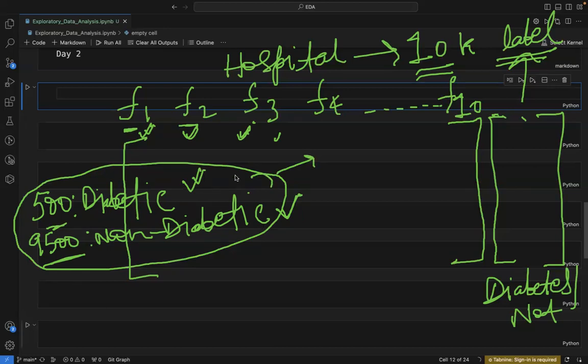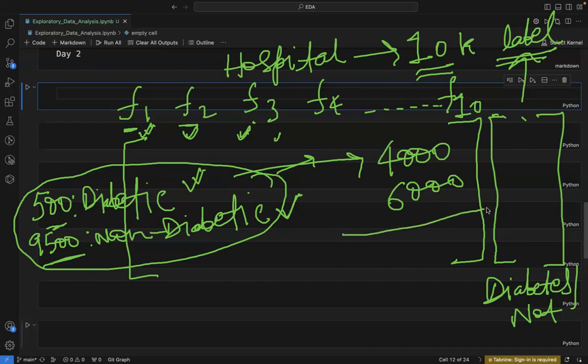Let's say 4,000 patients are diabetic, and out of this 10,000, 6,000 patients are non-diabetic. Would you call it an imbalanced data set or a balanced data set? In my opinion, I would call it almost balanced, as it is not as severely imbalanced as this data. This 500 and 9,500 is also imbalanced, but it is not severely imbalanced. So this is kind of okay.